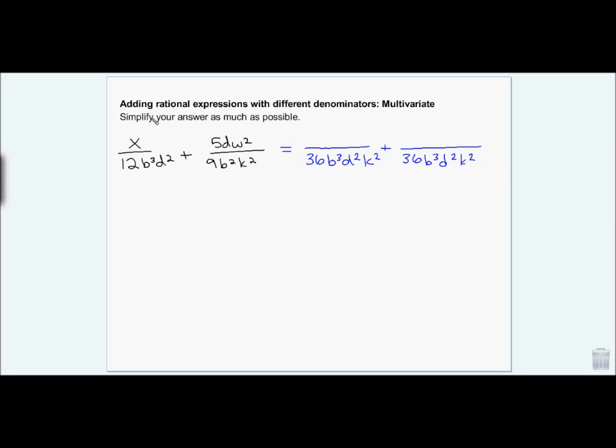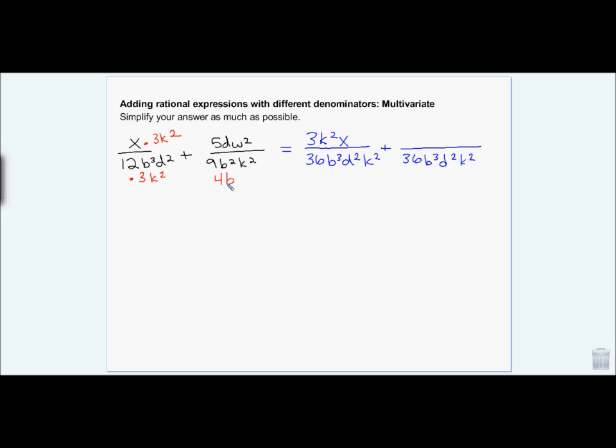Now, in order to turn this denominator into 36b to the third d squared k squared, I'm going to need to multiply by 3k squared. So I'll also multiply my numerator by 3k squared, which will now give me 3k squared x. To turn this denominator into our common denominator, I have to multiply the 9 by 4.